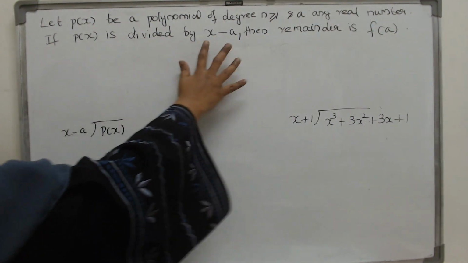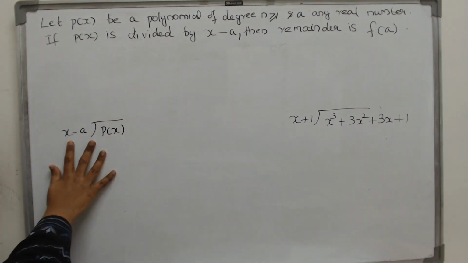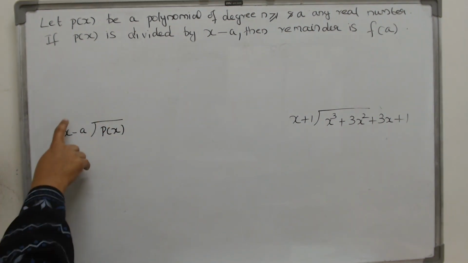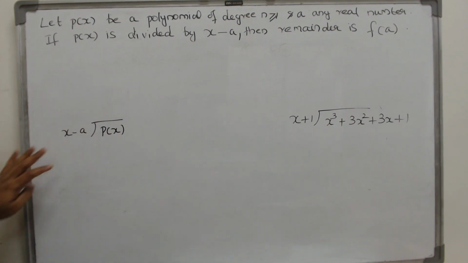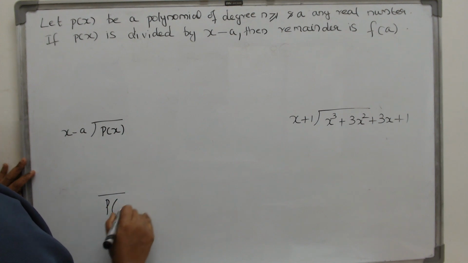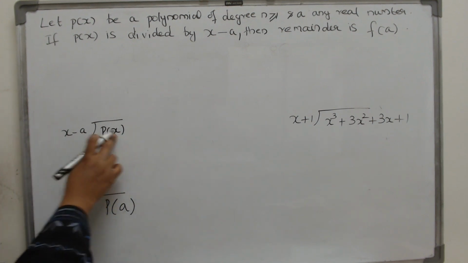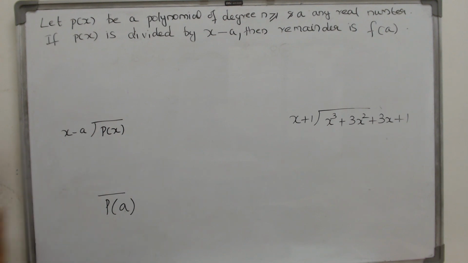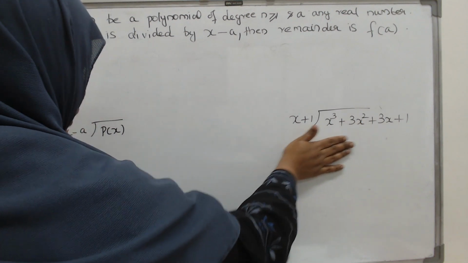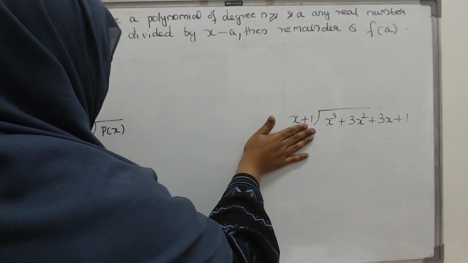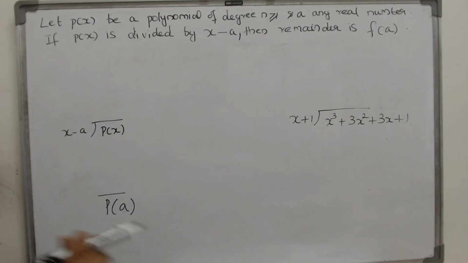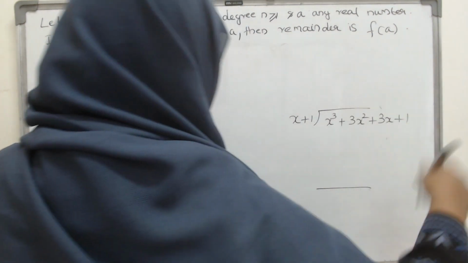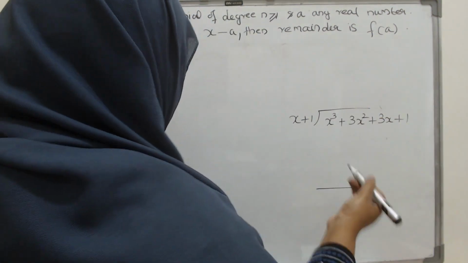Then if p(x) is divided by x minus a, what is x minus a? It is a linear polynomial, its degree is 1. So when you divide this polynomial by x minus a, the remainder would be p(a). Wherever you have x, if you put this a, that is going to be your remainder. So what are we doing here? We have a bigger polynomial, we have a smaller polynomial, we have to divide it and we have to know what its remainder is. Usually we keep on dividing and dividing until we get a remainder, right?